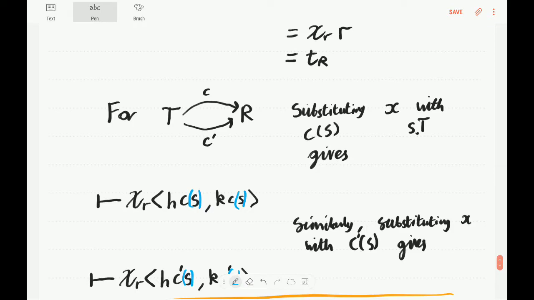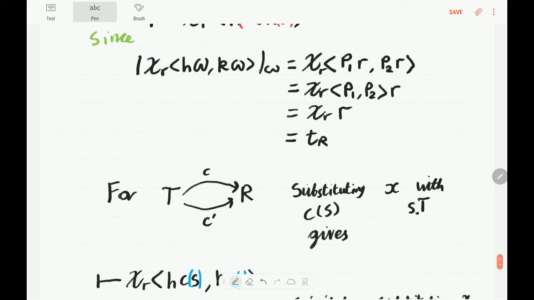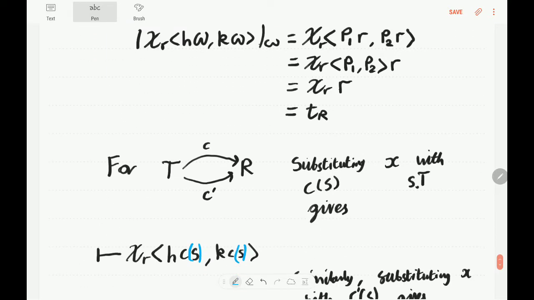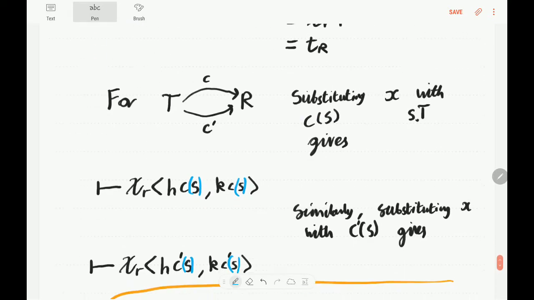Now, secondly, suppose that we have an object T and a pair of arrows C and C' from T to R. So then if s is a variable of type T, then C of s is a term of type R. And we can use the substitution lemma. We can substitute for w here, which has type R. We can substitute w for C of s, and we still get something that's true.